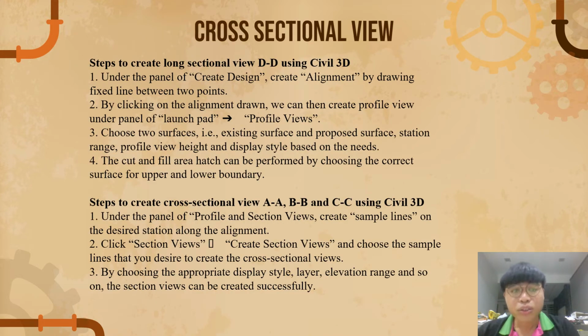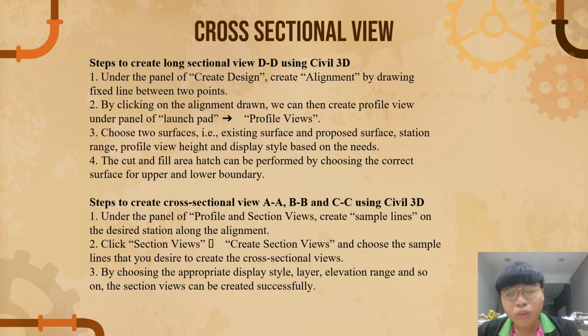Now for the cross-sectional view, the steps to create the long sectional view DD using Civil 3D. Under the Create Design panel, create an alignment by drawing a fixed line between two points. By clicking on the alignment drawn, we can then create a profile view under the Launch Pad panel.